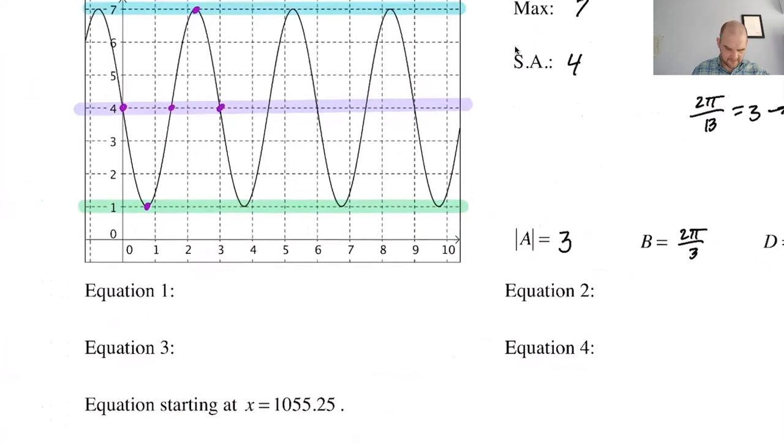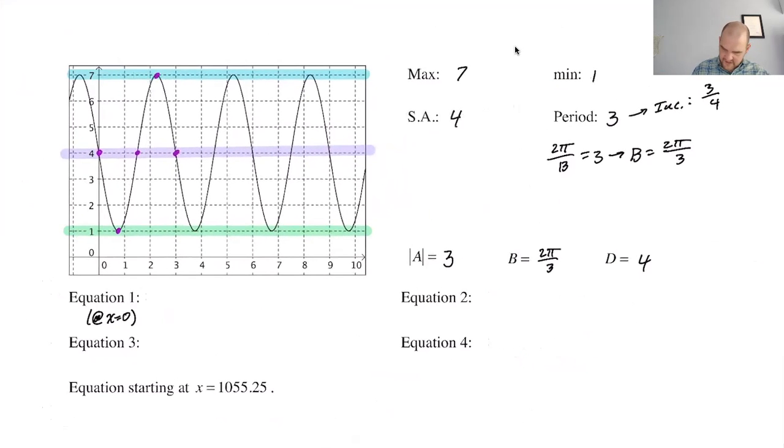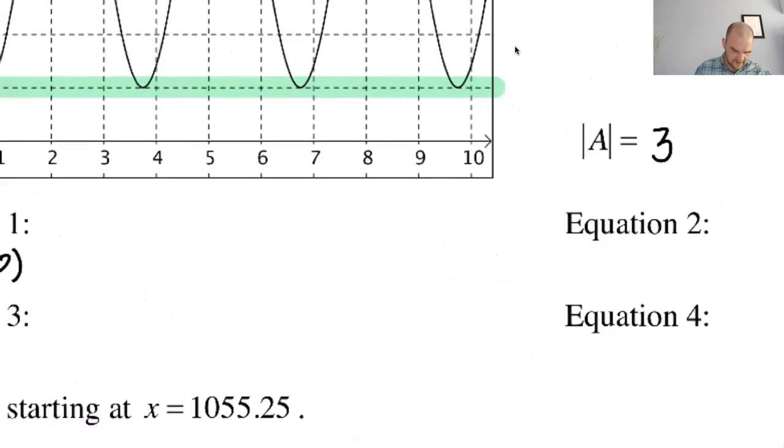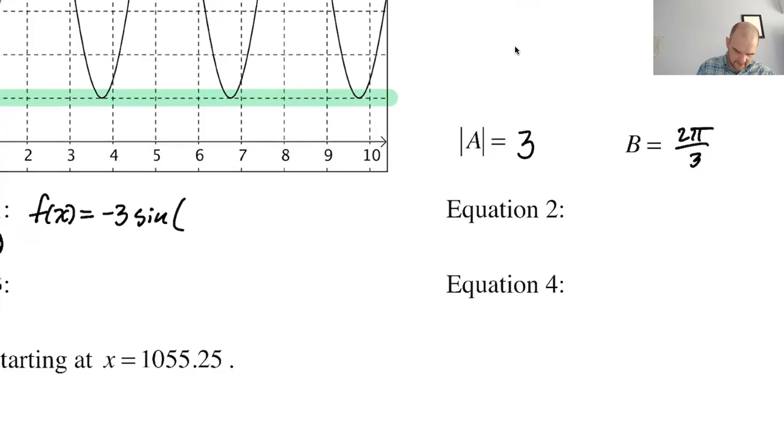So starting at x equals 0, we're going to get a negative sine graph. So I'm going to say it is negative 3. So f of x equals negative 3 sine of B, which we said was 2 pi over 3, quantity x minus 0, our start, and then plus 4.